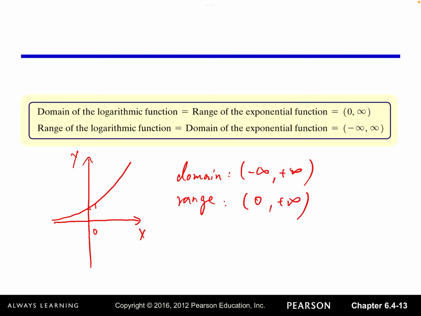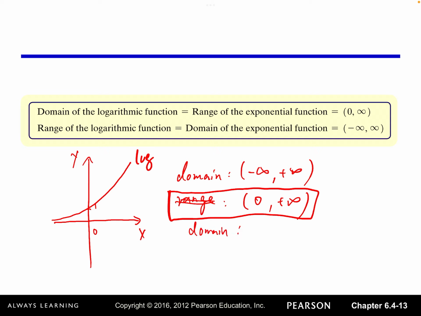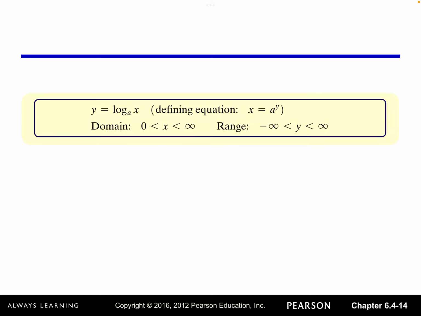So the log function is the inverse of exponential. That's why the domain and the range should also be flipped, right? So the domain of the log function should be a set of positive numbers, and the range should be all real numbers. Okay, log function domain is a set of positive numbers, range is all real numbers, right?